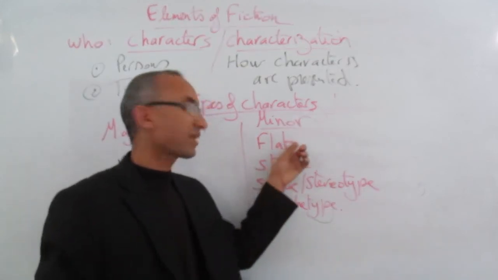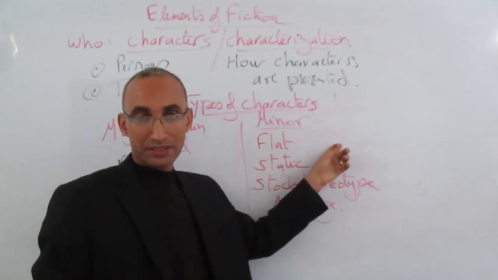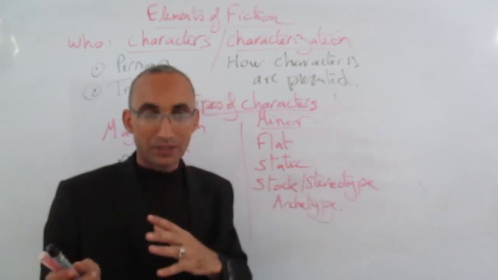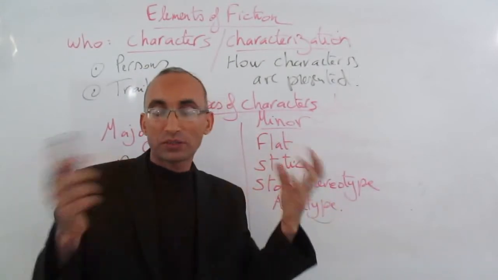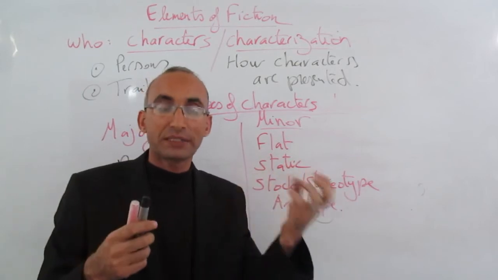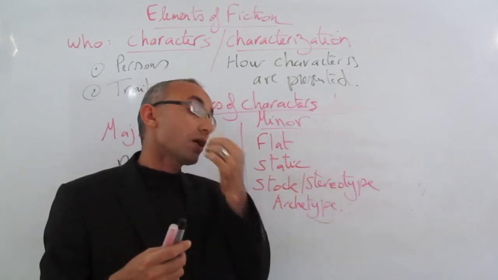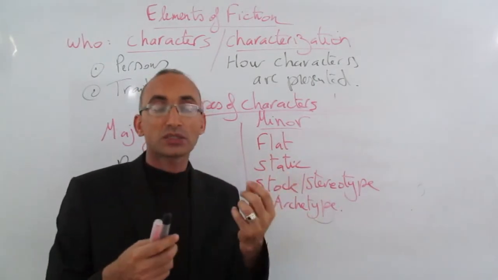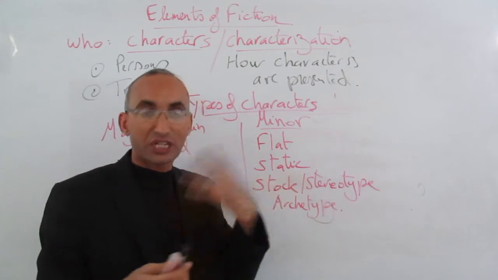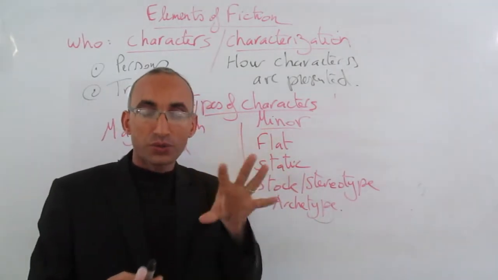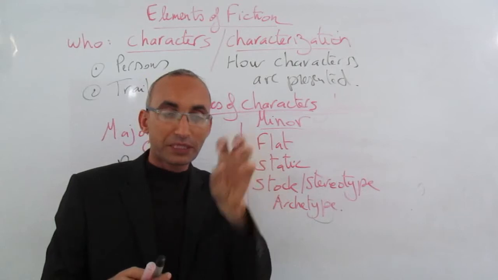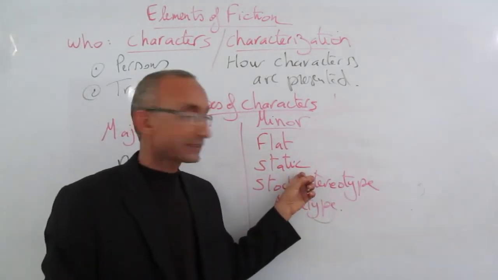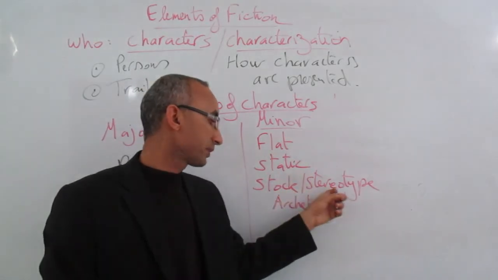Clear? So, flat, doesn't change. It has one dimension, one side, always good, always bad. Sometimes funny in some stories or novels. For example, you find a companion of the major character who is always funny and has a sense of humor, but he never changes. That is the role that the author always gives to him from the beginning of the story till the end. That's why it is called also static. Static. Also stock, stereotype, and archetype.